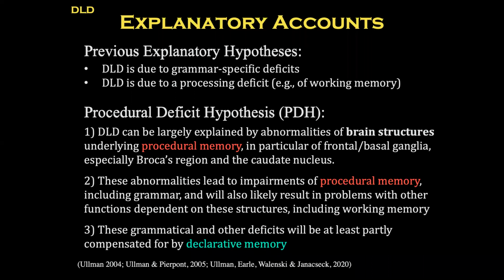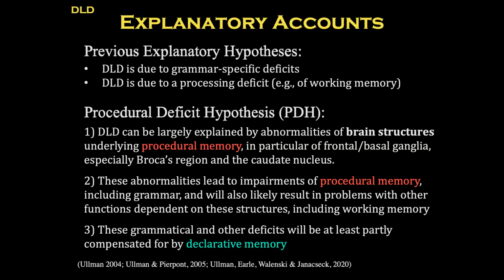Plus, both of these classes of accounts are functional, they're behavioral, right? But DLD is not rooted in the liver, it's rooted in the brain. So ideally, you'd want an account which takes into account both the brain and the behavioral characteristics. So with this in mind, we proposed the procedural deficit hypothesis, which again is laid out in detail in this new paper.